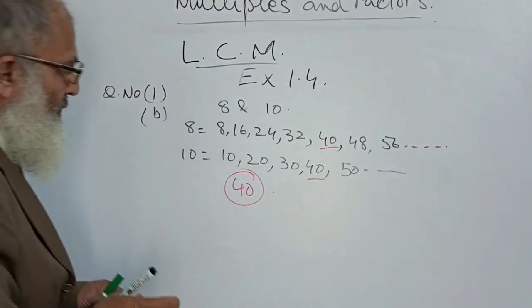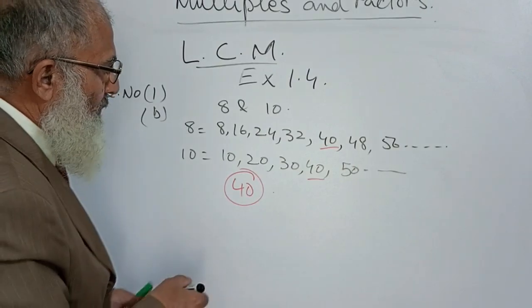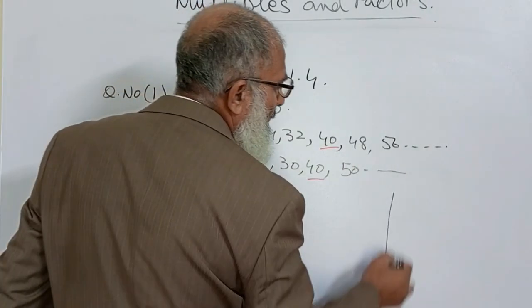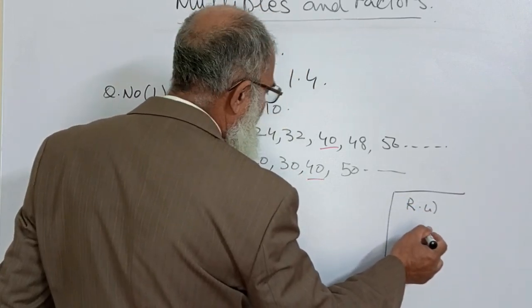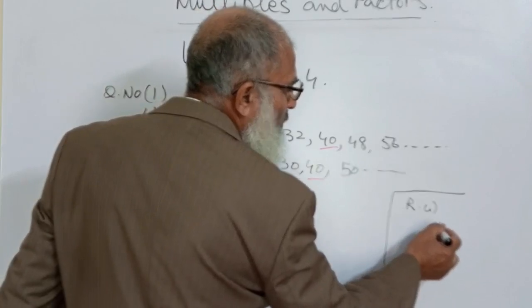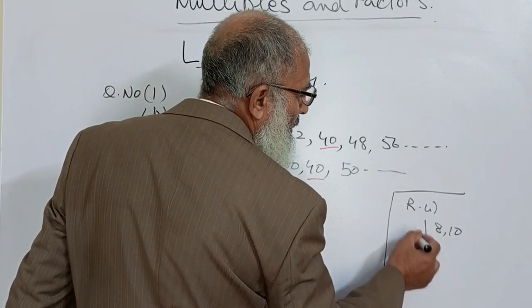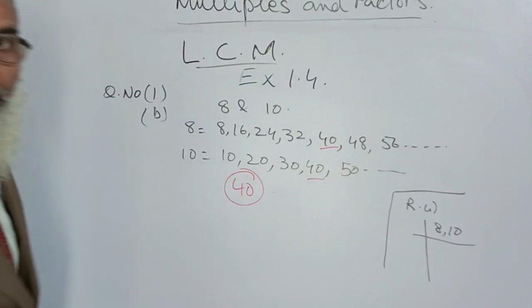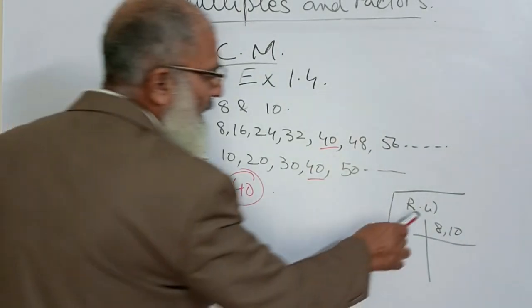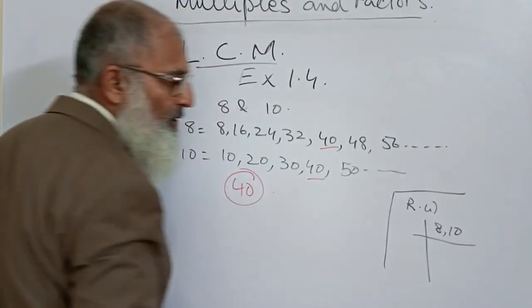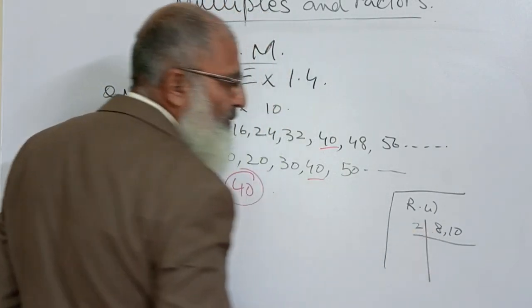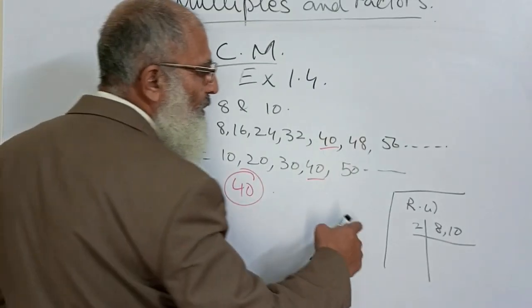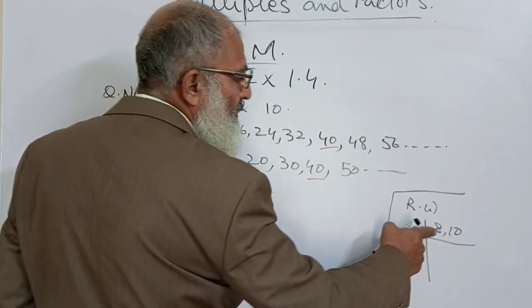So there is another way of doing this question. This is my rough work. I write here the two given numbers, put a vertical line, put a horizontal line. Then you just divide by the lowest possible number by which both can be divisible.